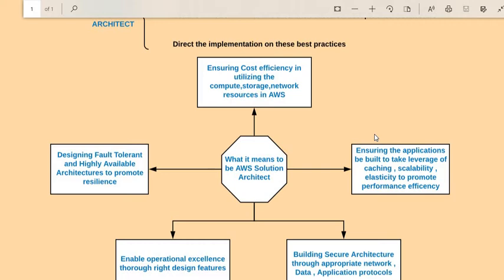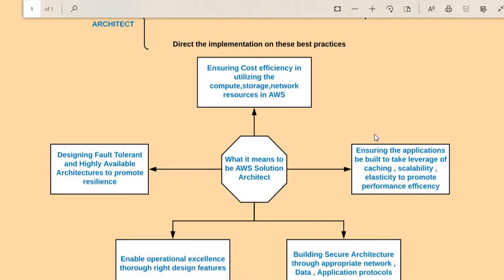And then ensuring the application is built to leverage caching capabilities, scalability, and elasticity, to perform efficient operation as and when required by the application, depending upon the traffic being put on the application. Then enabling operational excellence, meaning how best we can perform day-to-day operations through the right design features. That again is a key ingredient of being a successful AWS solution architect.